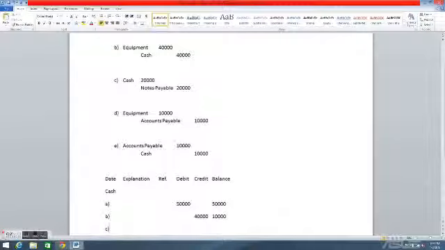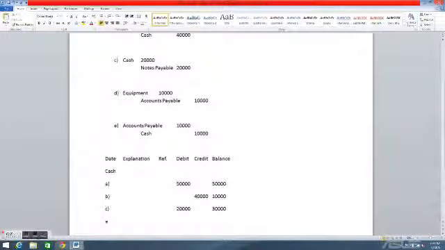So in transaction C, cash was debited $20,000, and that makes the balance after that transaction $30,000. Now in transaction E, the account was credited by $10,000. Then the balance in the account after that transaction occurred is $20,000, and that'll be our ending balance in this account for the period, since the period ended after transaction E.